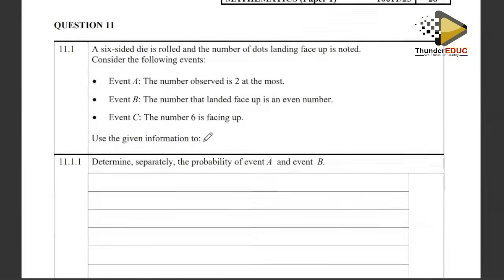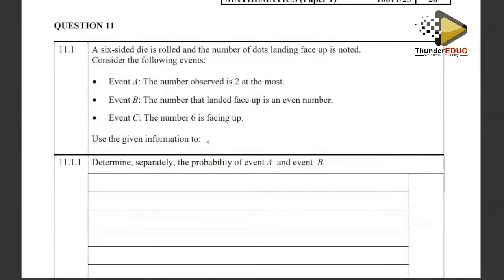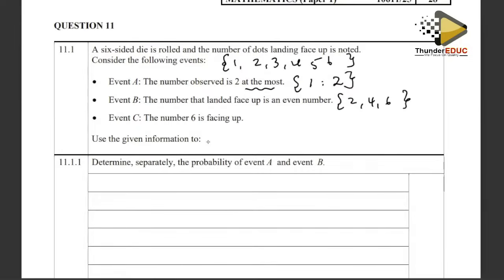All right, question 11, we have event A, a 6-sided die being rolled. Okay, so how many events? 1, 2, 3, 4, 5, 6. The number observed is 2 at most, meaning maximum is 2. So meaning that we can have 1, we can have 2. The number that landed up is an even number, so it's 2, 4, 6. And then the number up is a 6.